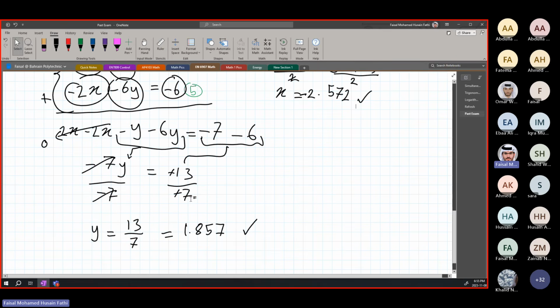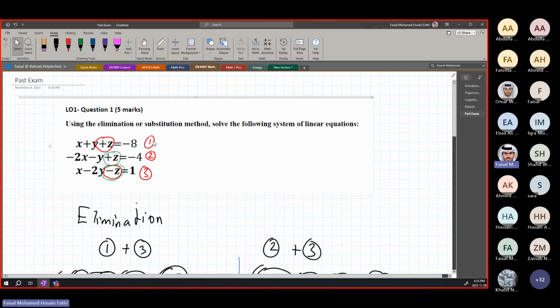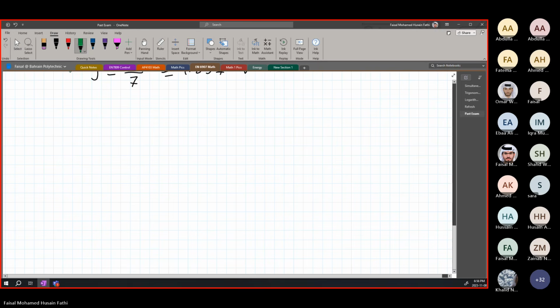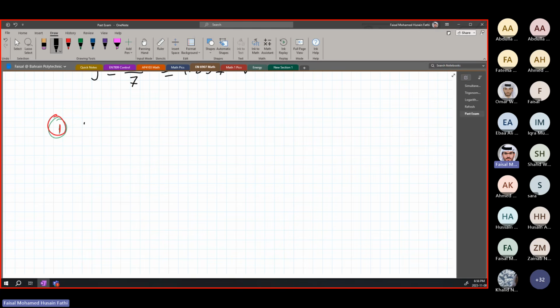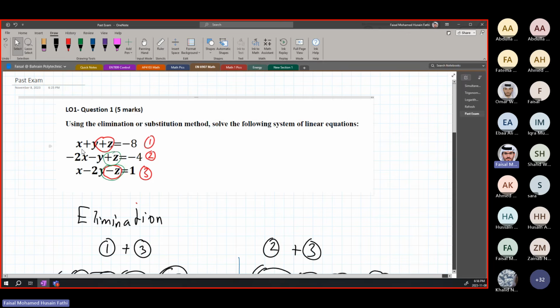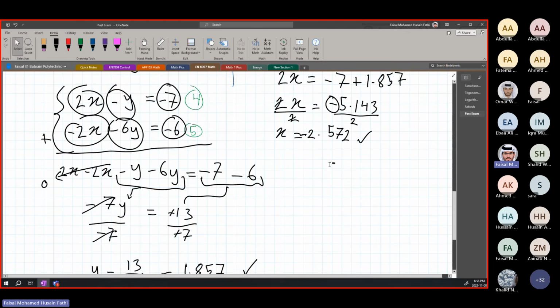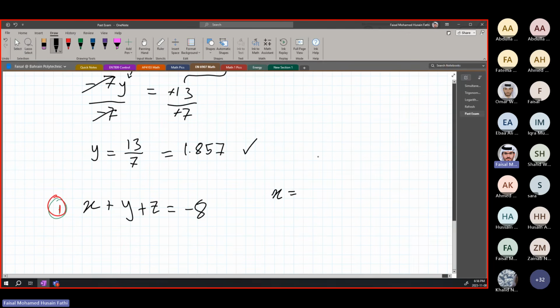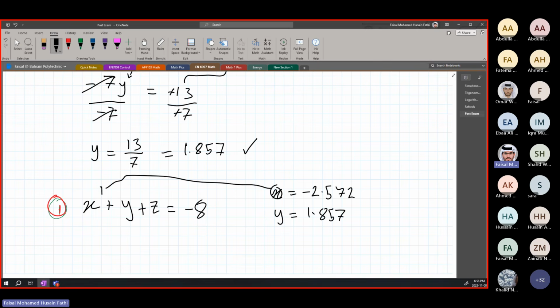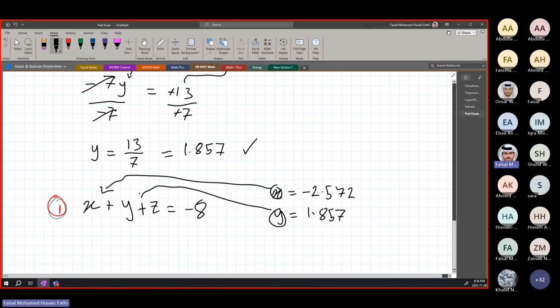Now we can use both of these to substitute in any of the given equations, equation 1, equation 2 or equation 3. I'll take equation 1, for example. What was equation 1? Equation 1 was x plus y plus z is equal to minus 8, if I am not mistaken. I want to make sure. x plus y plus z is equal to minus 8. We found x, and we know it equals minus 2.572, and y equals 1.857. So we substitute these now: the value of x goes in x, and the value of y goes in y.